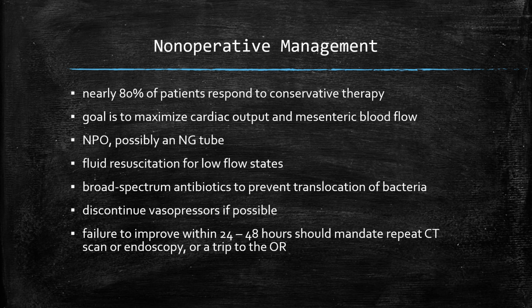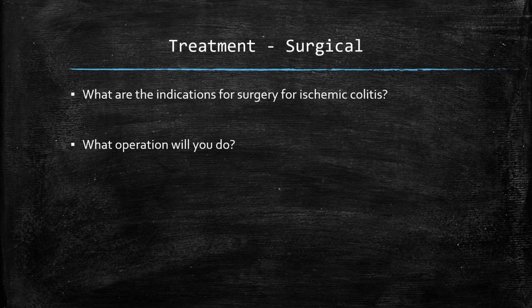And for those few patients that don't improve, then one's going to have to make a decision about going to the OR or possibly repeating a CT scan or endoscopy to see if the disease is progressing. Okay, let's finish up. Who needs surgery for ischemic colitis? And what operation will you do?